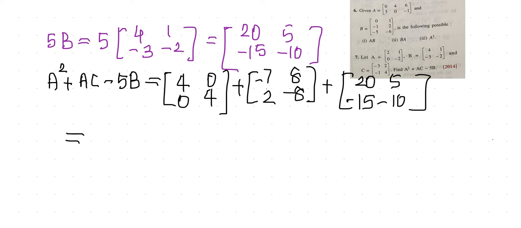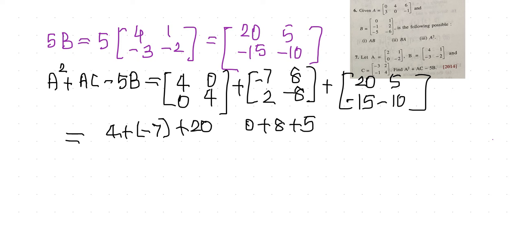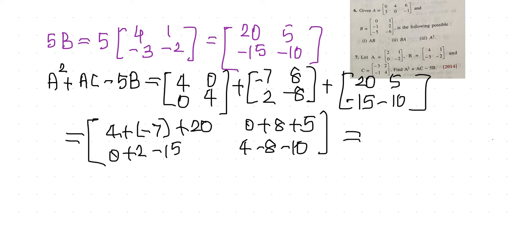So you just have to add them all. So upon adding, what are you getting here? 4 plus minus 7 plus 20. Then here I am getting 0 plus 8 plus 5. And then here I am getting 0 plus 2 minus 15. And then here 4 minus 8 minus 10. Okay. So this is equal to 24 minus 7, will be equal to how much, children?